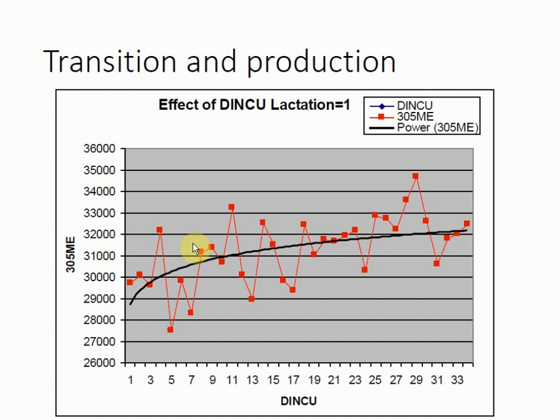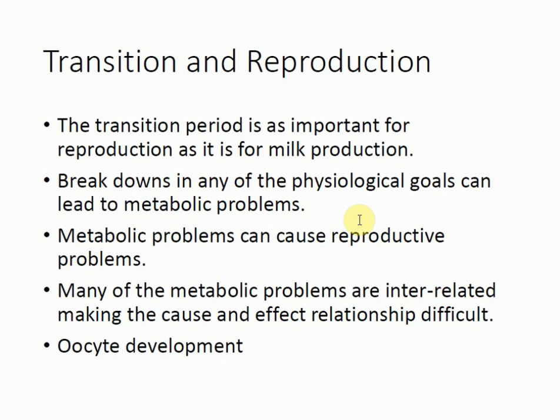So transition and production, these are the production levels here, and what we're seeking to do is get more and more cows producing more milk, and in order to do that we need good transition. And it's as important for reproduction as it is for milk production. If we get transition right, recent American data is showing that you can get up to 3, 4, 5 kilos of benefit from improvements in the transition period. Any breakdown in these physiological goals can lead to metabolic problems, so it's important that we put a huge effort into this area.